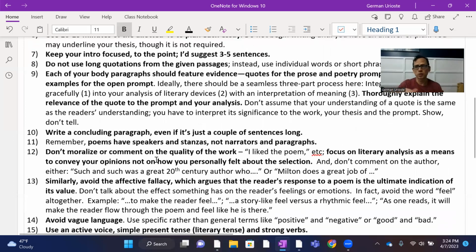Number 10, a concluding paragraph. Should you have one? Yes. Does it need to be long? No, not necessarily. By the time you get to your conclusion, you probably won't have too much time left, and that's okay. Your concluding paragraph, even if it's just 2 or 3 sentences long, and it's just kind of repeating points you've made, that's better than no conclusion. Just give it some kind of closure.